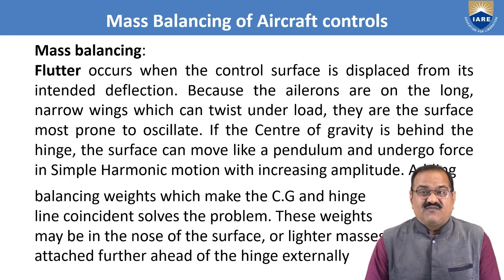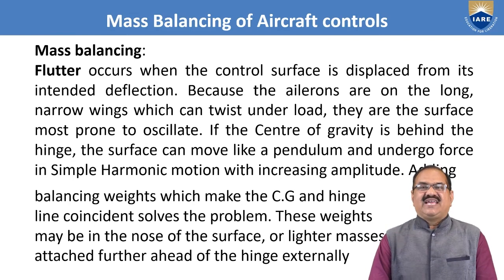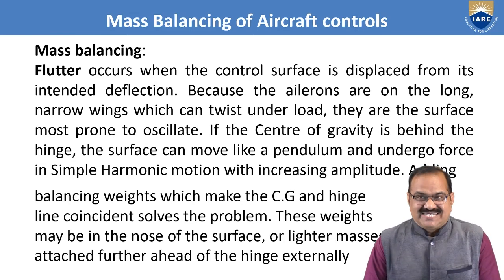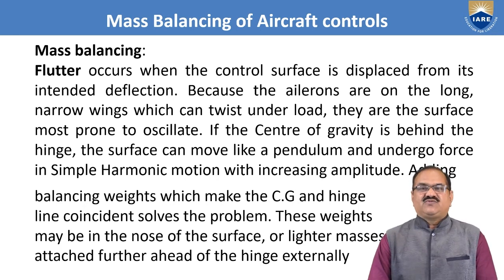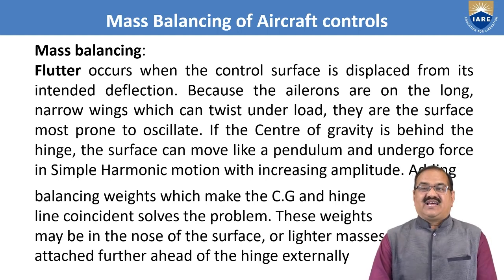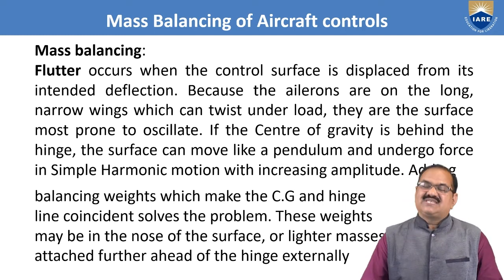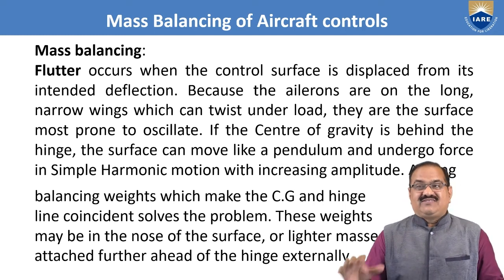Adding balancing weight makes the center of gravity and the hinge line coincide, which solves the problem. These weights may be in the nose of the surface or lighter masses attached further ahead of the hinge externally. What is the meaning of this mass balancing? You know, there is a hinge line.